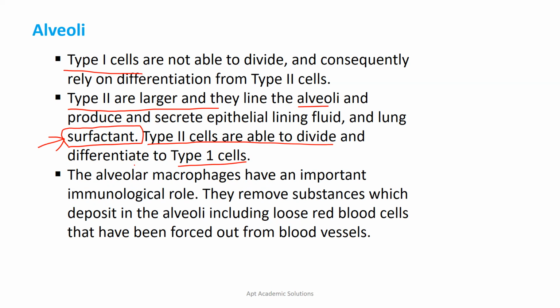Okay. In addition to that, alveolar macrophages have a very, very important immunological role, because this is the macrophage that is going to destroy any foreign particle, be it a virus or bacteria or anything that disturbs the very process of respiration. So they remove substances which deposit in the alveoli, including the loose rare RBC. Okay. So during the process of respiration, they may be forced out of the blood vessels. So actually, it is also being reduced. Okay.